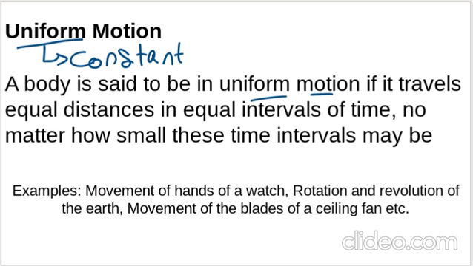That is uniform motion. For example, every 5 minutes the car is taking a rest, so that is a uniform motion. For example, movements of the hands of a watch, they move at a particular time. Correct? Revolution of the earth, it is not like any time, no, it happens at proper intervals. Movement of the blades of a ceiling fan, that also happens in equal intervals. Correct? That is uniform motion.